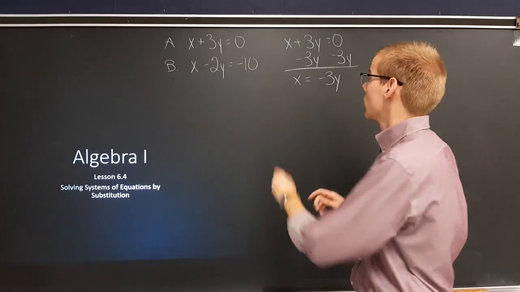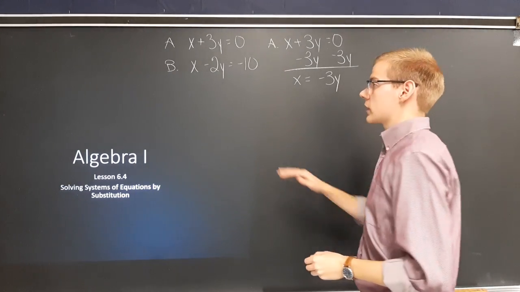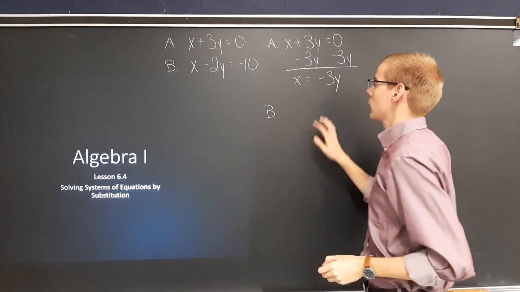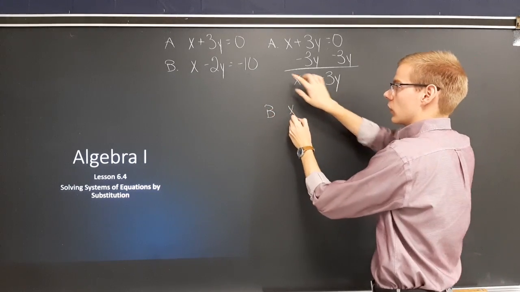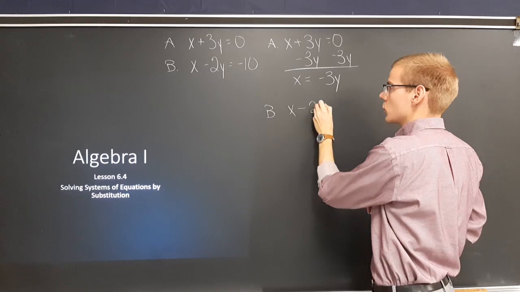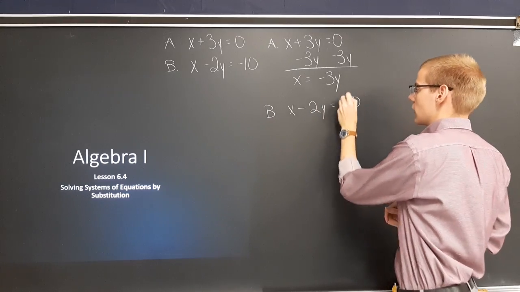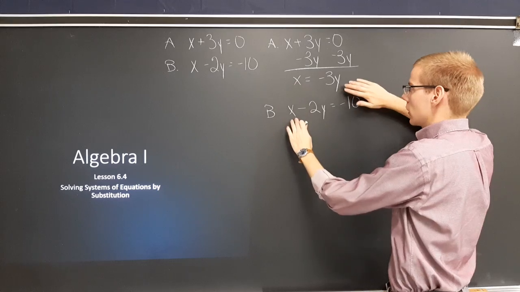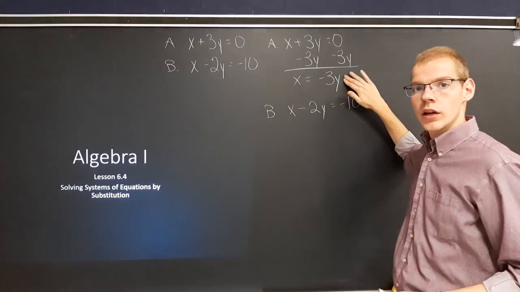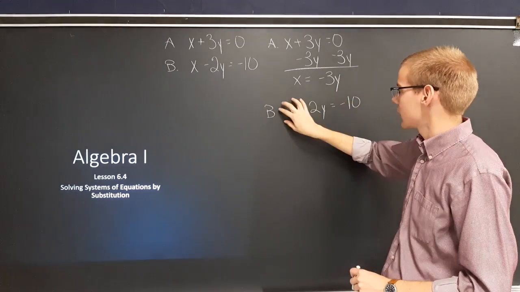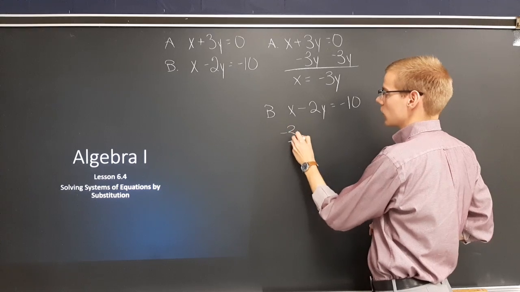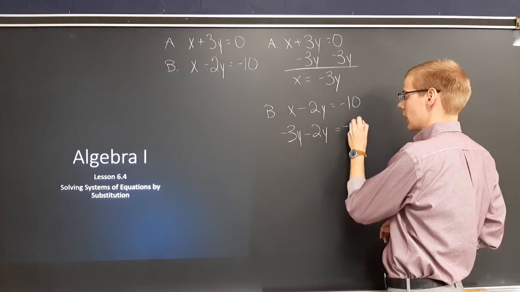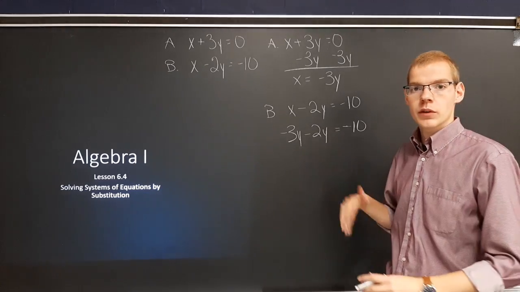Now what we do, we have A here. We take equation B and plug this answer into there. So equation B is x minus 2y equals negative 10. Now, x is negative 3y, so we need to plug this into here. Negative 3y minus 2y equals negative 10. Solve this, and then we go back to A.